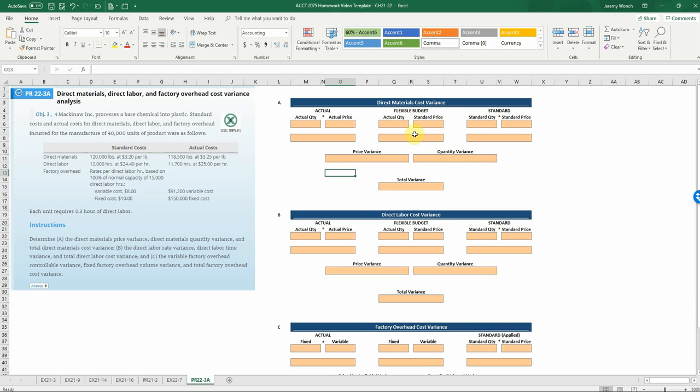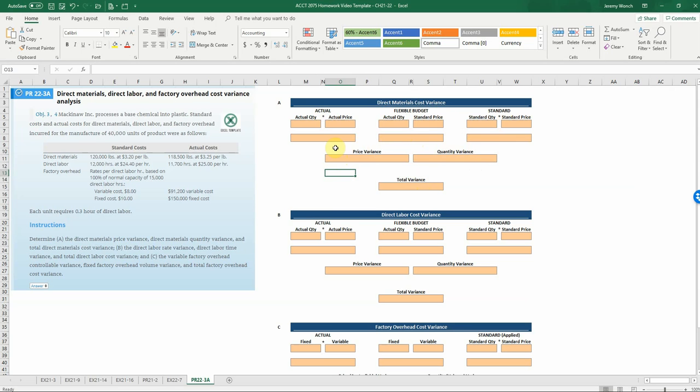What the flexible budget does is let us isolate the price and the quantity. If we just take our total actual minus our total standard, we'll get our total variance. But as you'll see, when we factor in the flexible budget, we're able to pare it down to how much of that is related to price and how much is related to quantity.